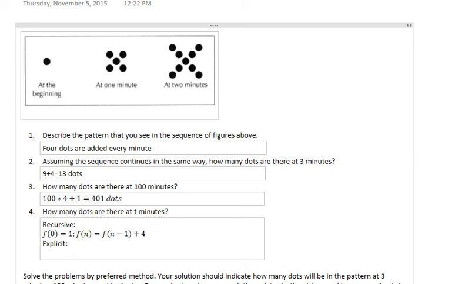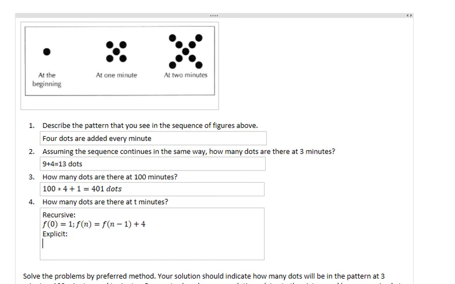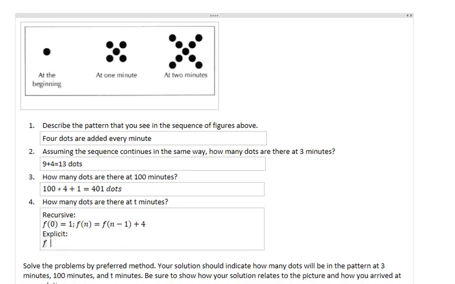Our explicit function is for when we don't really care so much about the pattern, we just want to figure out what it is at a particular time without worrying about what came before it. Here's what that looks like. We have our function of time, and our pattern is that we have 4 dots for each minute, t being the number of minutes, plus the 1 that we started with. We can always write that as 4t + 1.